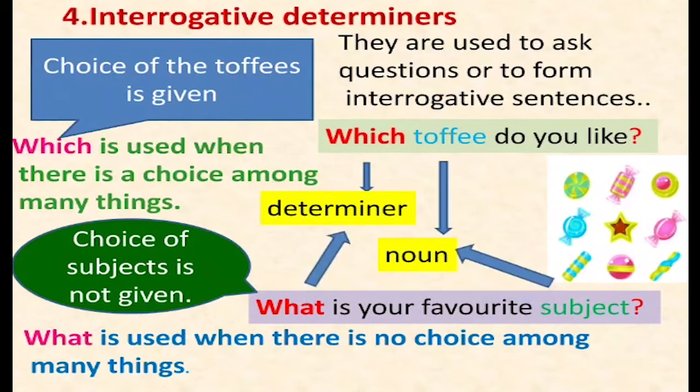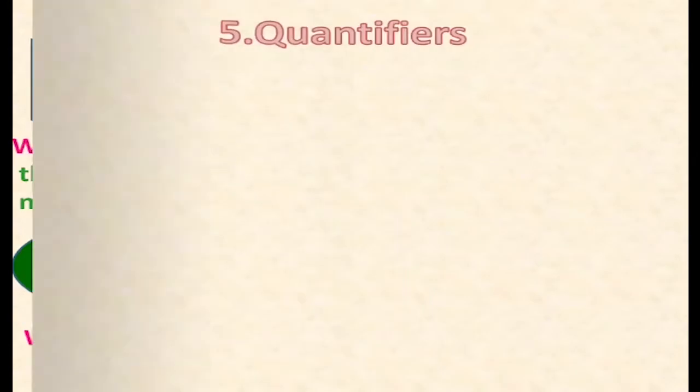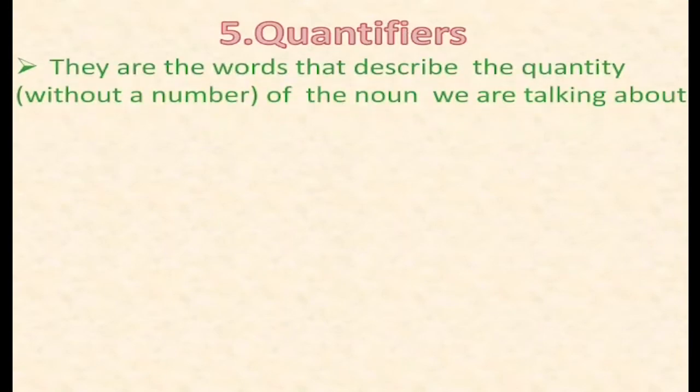Okay, so here the determiner, the interrogative determiner, is what, and the noun is the subject. Next category is the quantifiers. They are the words that describe the quantity, without a number, of the noun we are talking about, and if we talk about a number, then they are called numeral adjectives or number adjectives.